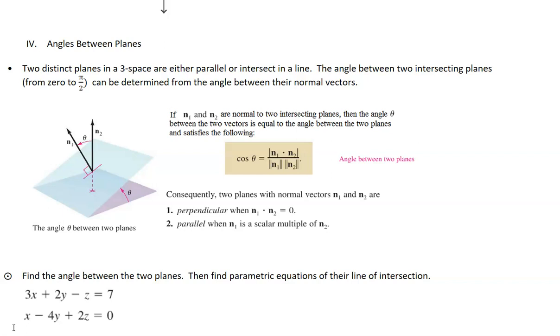Cosine of theta equals the absolute value of n1 dot n2, divided by the magnitude of n1 times the magnitude of n2. Now, if you have two planes with normal vectors n1 and n2, they are perpendicular when n1 dot n2 equals 0, because that means the cosine of theta would be 0, and theta would have to be a 90-degree angle, or pi over 2. They're parallel when n1 happens to be a scalar multiple of n2. If you were to work that out, you would get that theta was either 0 or 180, depending on what sign you have on that.